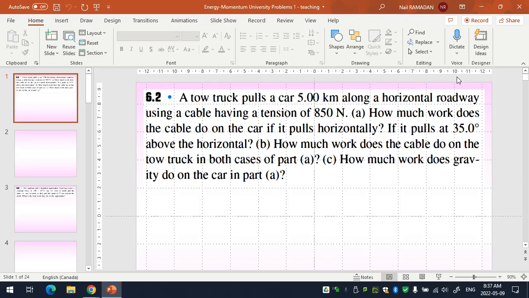Force, how much? And what's the last thing we know? Distance or displacement, 5 kilometers needs to be switched to what? Meters. Okay. So what's the equation for part A?